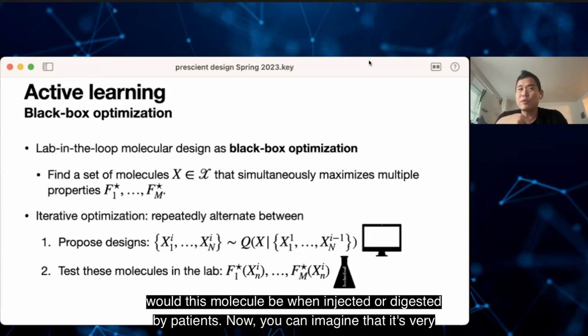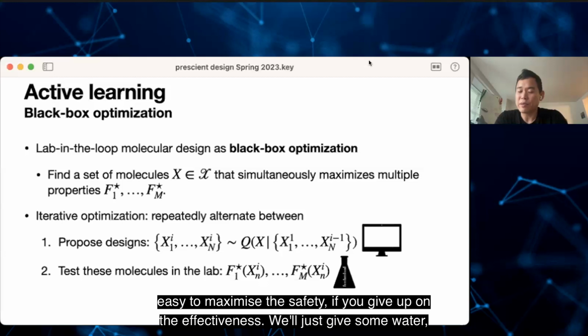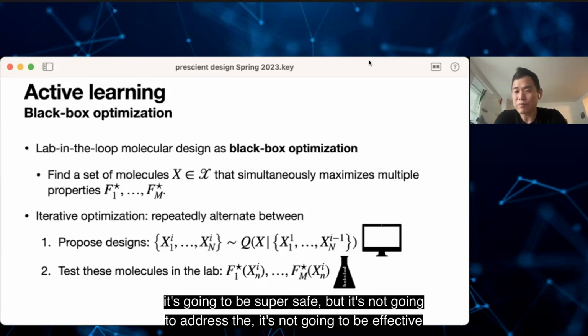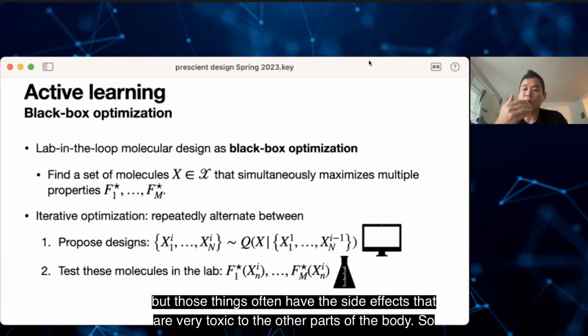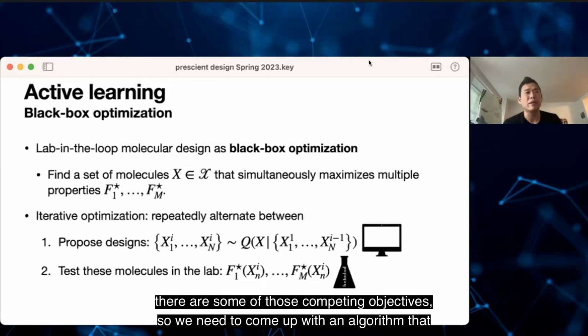Now, you can imagine that it's very easy to maximize safety if we give up on effectiveness. We'll just give some water. It's going to be super safe, but it's not going to be effective at all. We can also often come up with an extremely effective measure for many of the conditions, but those things often have side effects that are very toxic to other parts of the body. So there are some of those competing objectives.